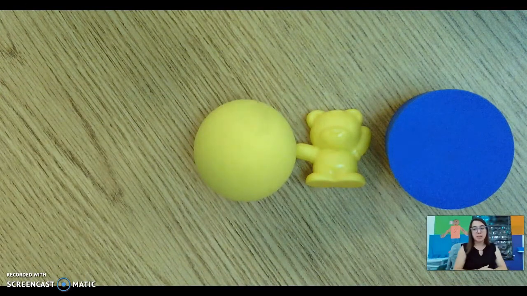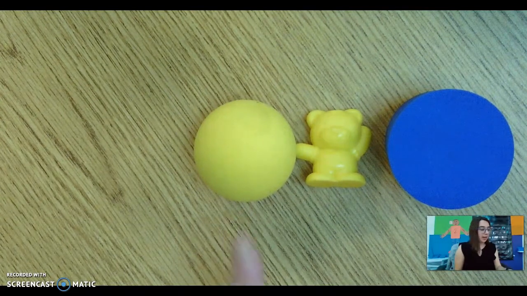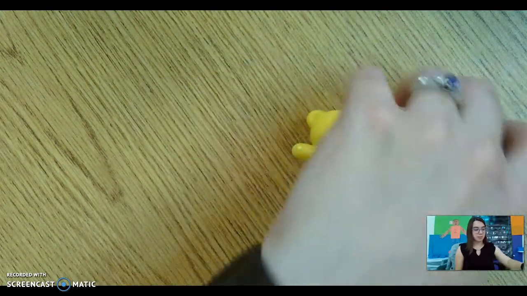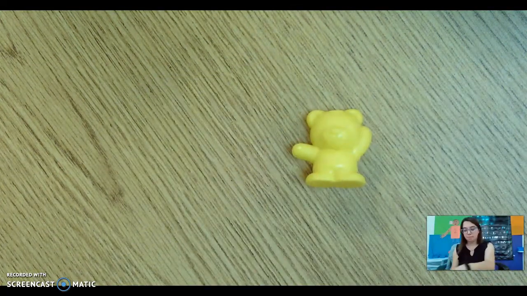The bear is in the middle. Another way to say in the middle is between. Can you say the bear is between the sphere and the cylinder? Awesome!